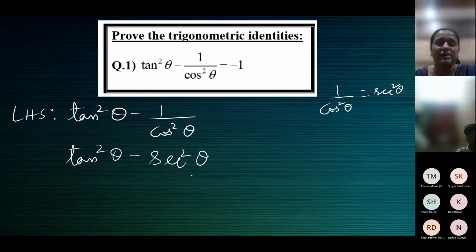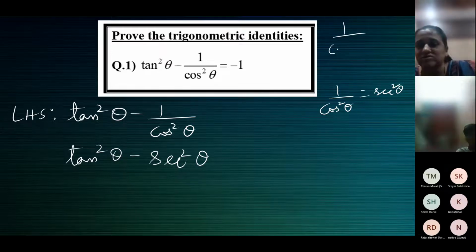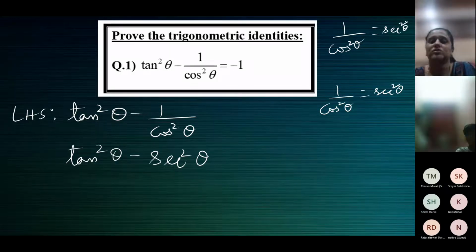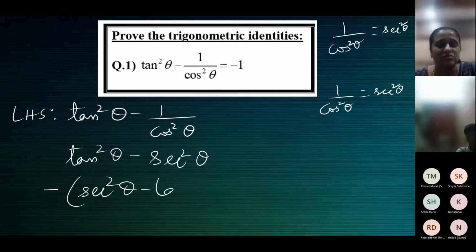1 by cos square theta is secant square theta, because 1 by cos theta is equal to secant theta. When you square this on both the sides, 1 by cos square theta is equal to secant square theta. Now this is an identity. Secant square theta minus tan square theta is equal to 1 is an identity. So what you can do is you can take a minus outside and write it like this. Secant square theta minus tan square theta.